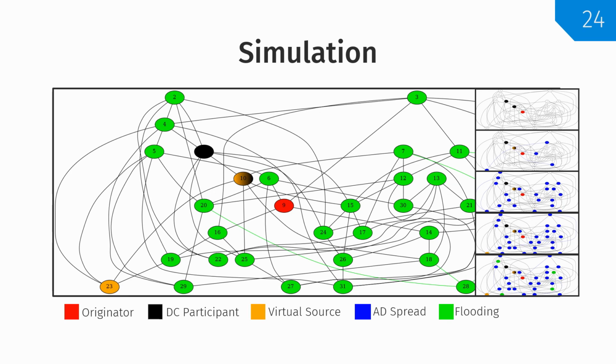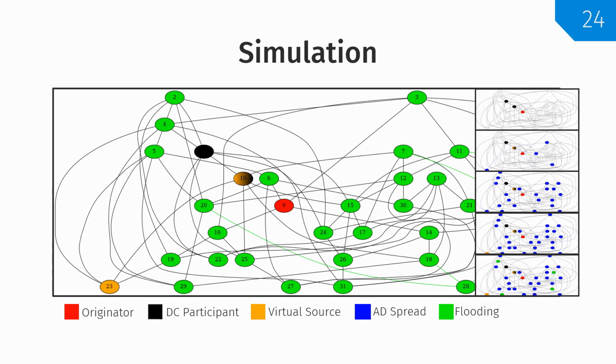Based on this protocol, we build an evaluation simulator. Our simulator creates a random network at that with a certain amount of connectivity and nodes. And we display here a sample network with 30 nodes, or 32 nodes to be precise.